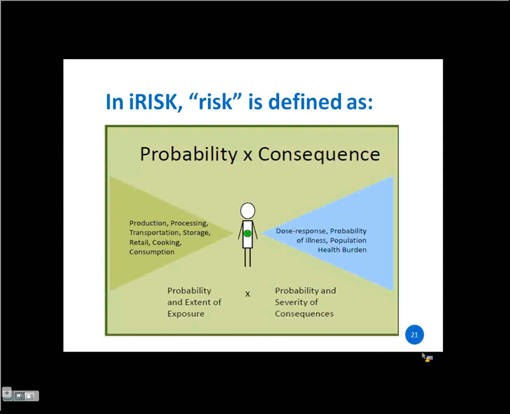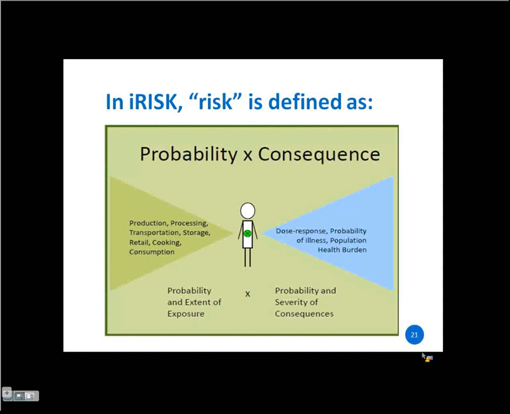The endpoint in iRISK is the estimate of risk to the consumer, which is what we care the most about in food safety. This risk is defined as probability times consequence numerically. More specifically, it's the probability and extent of exposure times the probability and severity of consequence.